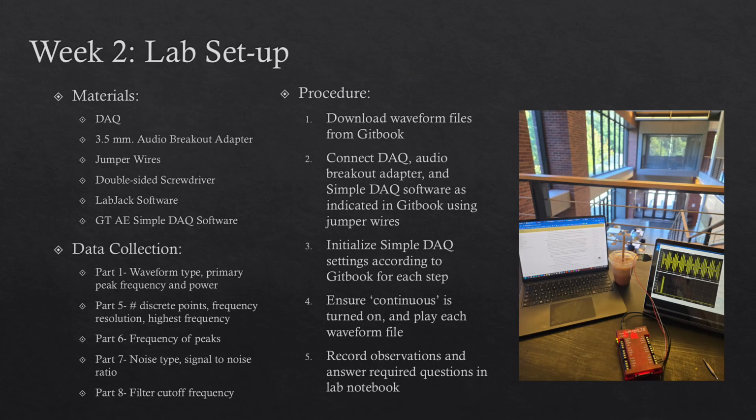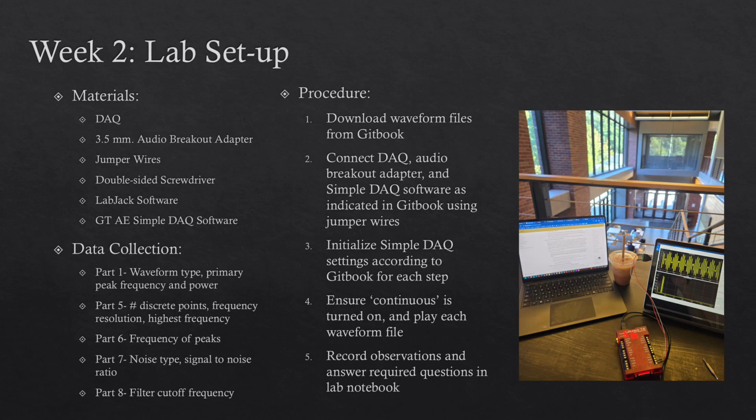The lab setup for week 2 is shown in the picture on the right. The materials I used were a DAC, an audio breakout adapter, jumper wires, a screwdriver, LabJack software, and the GTAE Signal DAC software. The data collected for this were the peak frequency and power of each waveform type, and then the discrete points, frequency resolution, and highest frequency of certain tracks, the frequency of peaks of certain tracks, the noise type and signal to noise ratio of certain tracks, as well as the filter cutoff frequency of the last track.